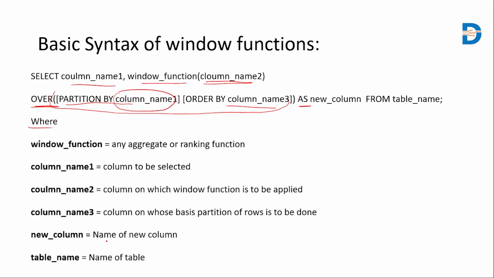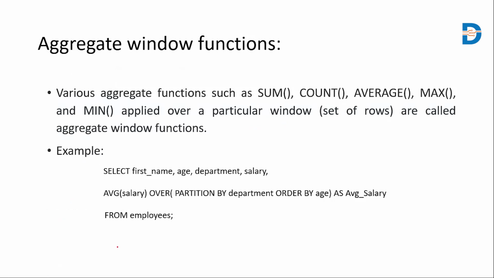The new column here is the alias name, the name of that new column. So here we give that alias name to the whole new result we will get as a new column, and after that the table name. And we can use aggregate functions, ranking functions, and dense ranking functions as window functions.